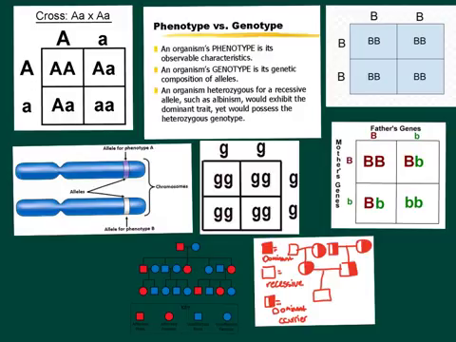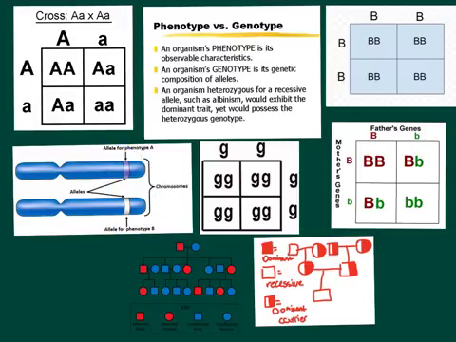Genotypes are genes that are transferred from parent to offspring. A phenotype is those genes, but it's the physical characteristics. An allele is a variant form of a gene.